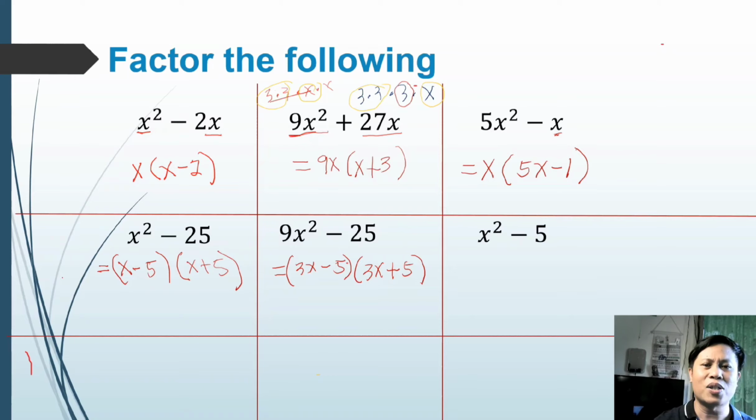Madali lang. So, halimbawa, x squared minus 5 naman. So, ganun pa rin. Halos pare-parehas lang sila ng pattern. Kunin yung square root ng x squared. So, x minus the square root of 5. Eh, ang 5 ay not a perfect square. So, isulat lang natin square root of 5. So, like this one. Tapos, x plus square root of 5.